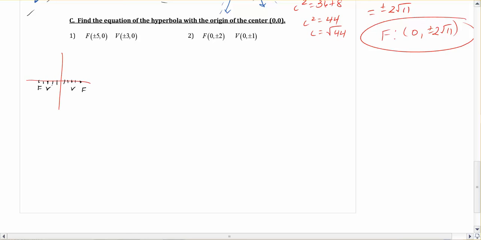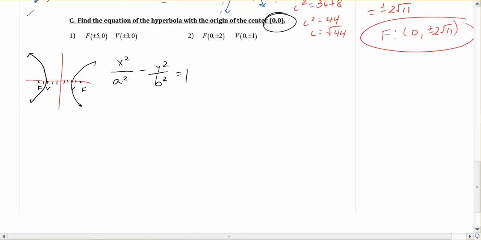Okay, right away, if I have two vertices and I have foci, I know that the vertex has to be within the focus. So I know automatically, just by making that sketch, whether you do it mentally or put it down, that the hyperbola is going to be opening left and right. So I'm going to automatically say, because of that, I'm doing x squared over a squared minus y squared over b squared equals 1. I'm not worrying about the h and k right now because my center is 0, 0.